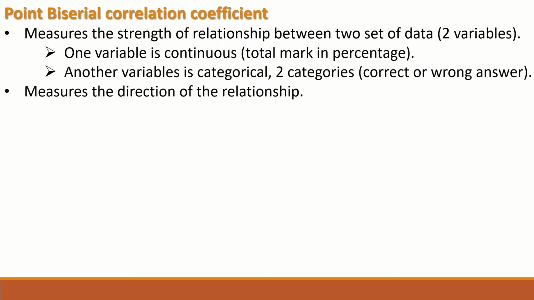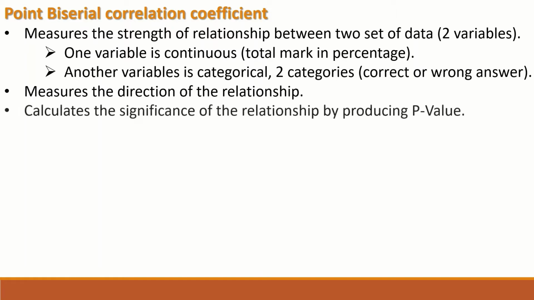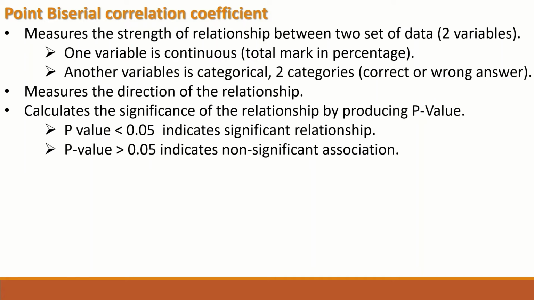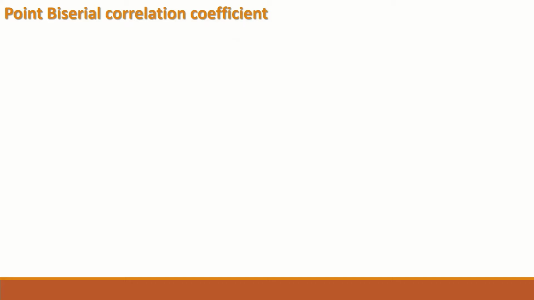The statistical test, the point-biserial correlation coefficient, does measure the direction of the relationship, and it does calculate the significance of the relationship by producing a p-value. A p-value less than 0.05 indicates a significant relationship. A p-value greater than 0.05 indicates a non-significant association.